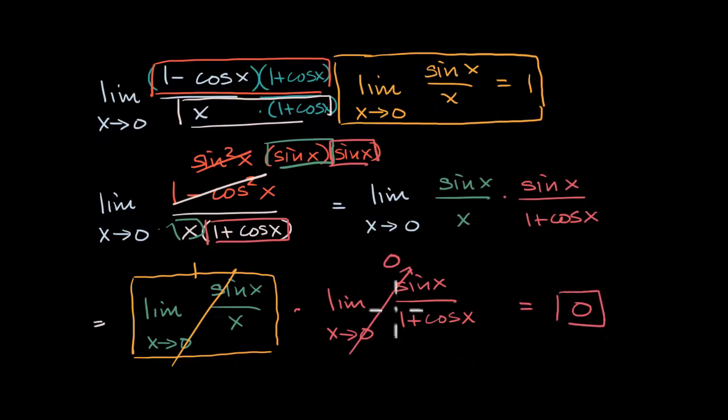And we're done. Using that fact and a little bit of trig identities and a little bit of algebraic manipulation, we were able to show that our original limit, the limit as x approaches 0 of (1 minus cosine of x) over x, is equal to 0. And I encourage you to graph it. You will see that that makes sense from a graphical point of view as well.